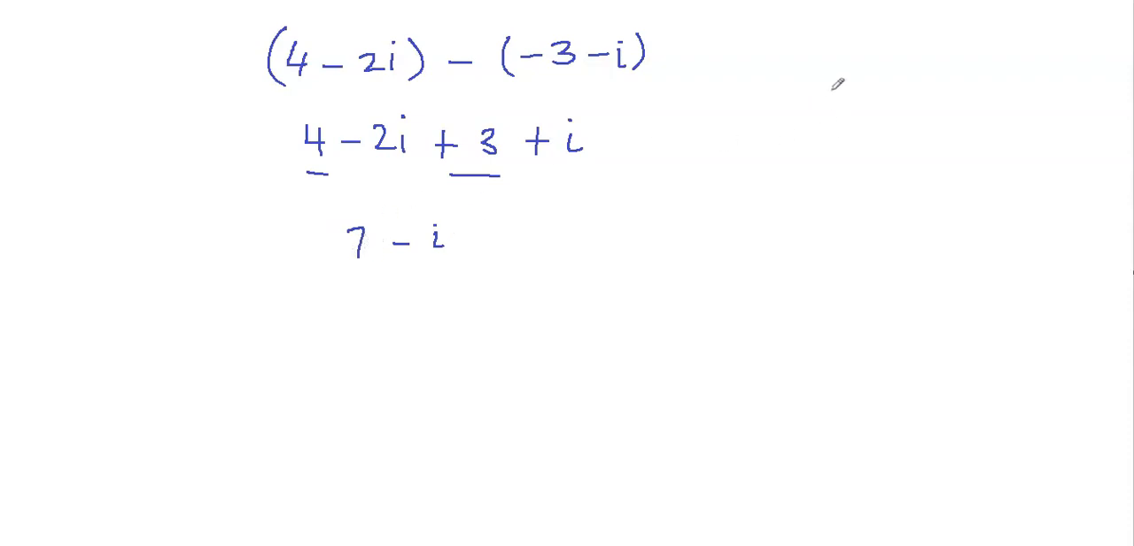And remember, when you write your final answer, it has to be in this form, a plus bi. This is the standard form of complex numbers. And your answer has to be in this form, where a represents the real part and bi is the imaginary part. So here, we have to write the real part first, followed by the imaginary part.